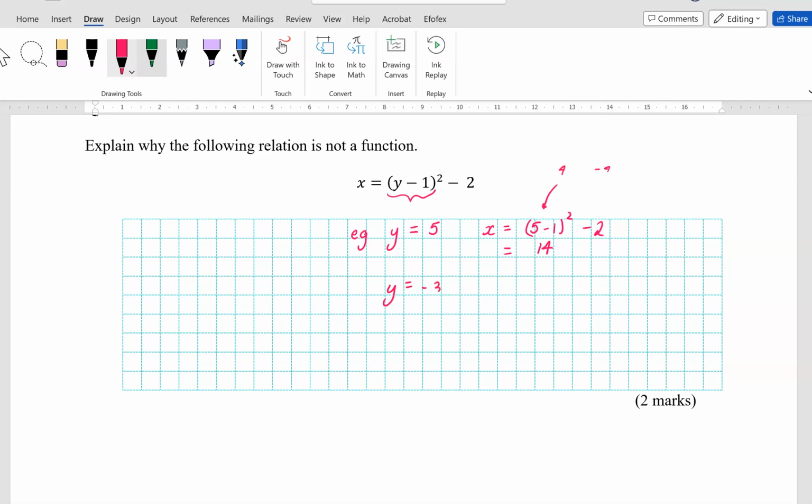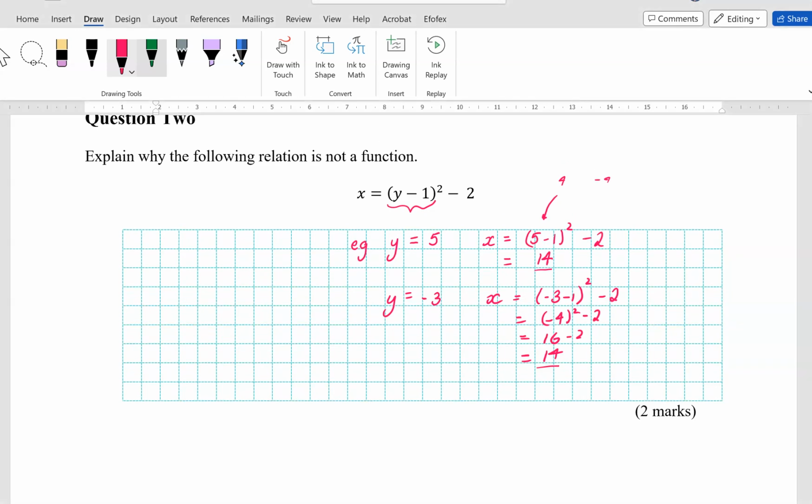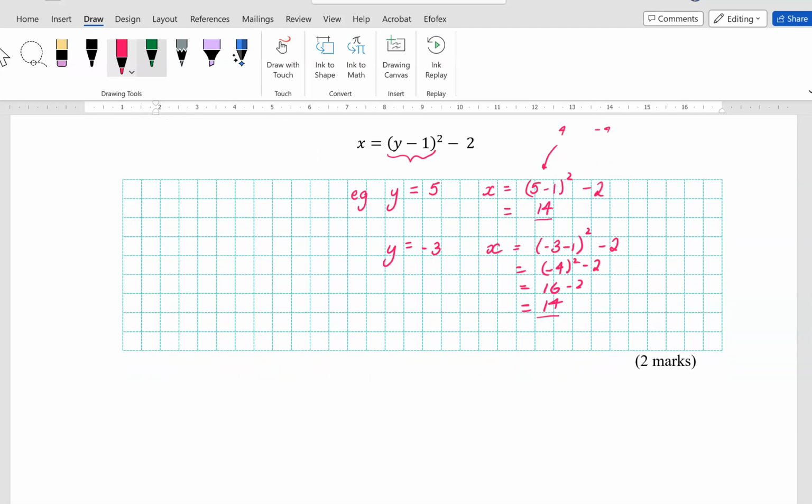So in other words, if y was minus 3, we could end up with (minus 3 take 1) squared take 2, and that gives me minus 4 squared take 2, which is 16, which also gives me 14. So basically, I can have 2 values for y for the same value of x, and that breaches our definition of a function. Okay, so that's why it's not a function, because we've got 2 values there. Okay, next one.